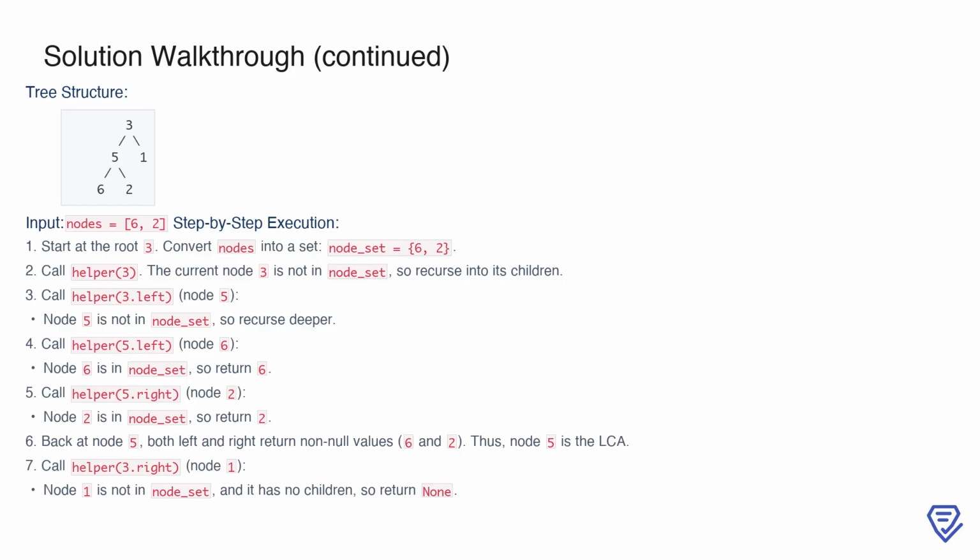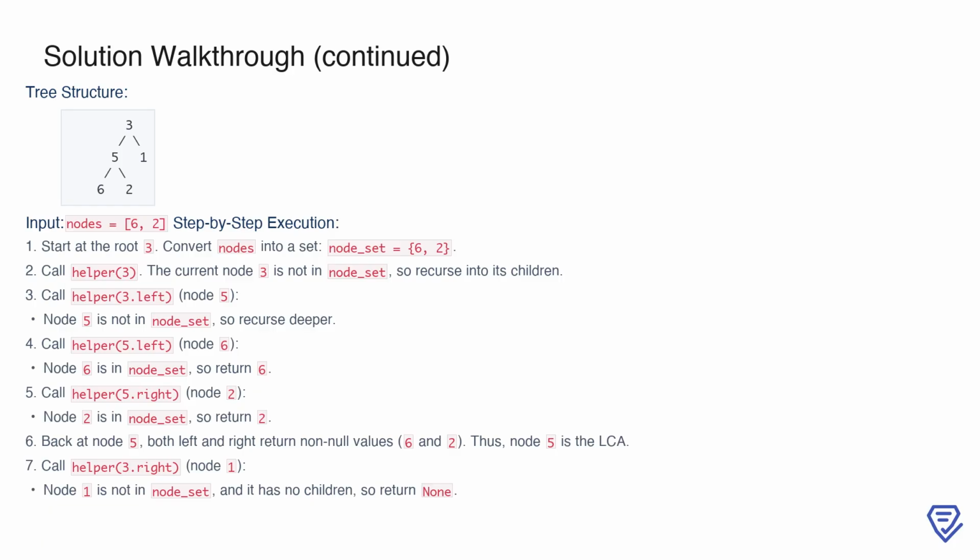Now let's look at the second example, where the tree structure is slightly different. The root node is still 3, but this time the input nodes are 6 and 2. Again, we start at the root node 3 and create a set from the input nodes, node_set equals 6, 2. Since 3 is not in the set, we proceed to explore its children. First, we move to the left child, node 5. Node 5 itself is not in the set, so we continue searching deeper into its left and right subtrees. When we reach the left child of 5, node 6, we find it in the node_set and return it.